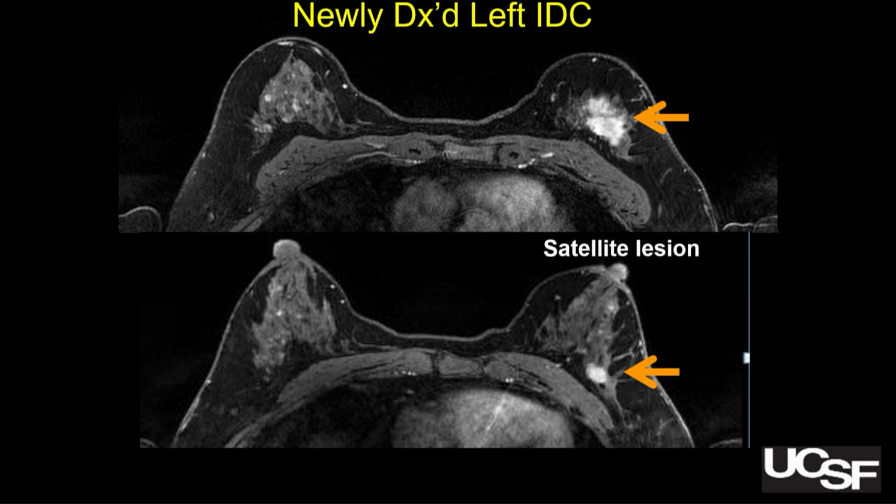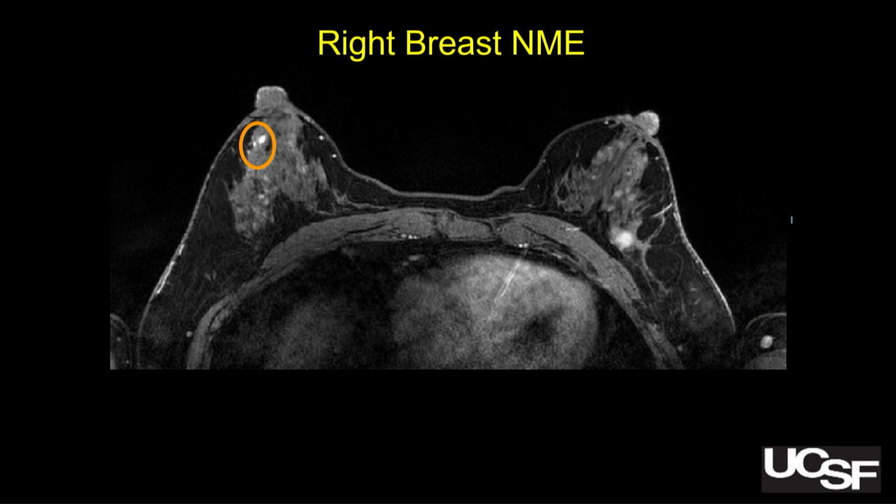Well, the left is the newly diagnosed cancer. There is a satellite lesion, which now I know I probably have to change that terminology the next time I do the case once new BI-RADS comes out. But there's a mass that is separate from the primary, but looks kind of like the primary. And then there was some right breast non-mass enhancement or background, depending on how you feel about it.